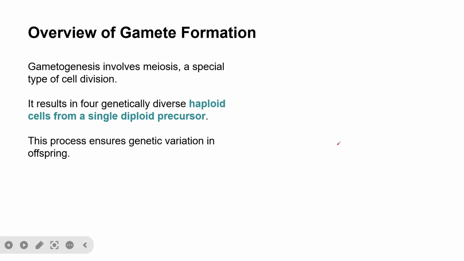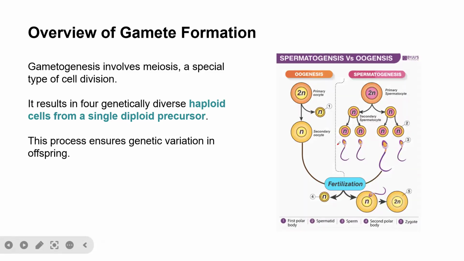And of course, this process of gametogenesis ensures genetic variation in offspring, because at the end, it involves crossing over. And this crossing over ensures genetic variability among offspring of the same parent. So this is actually spermatogenesis and oogenesis.